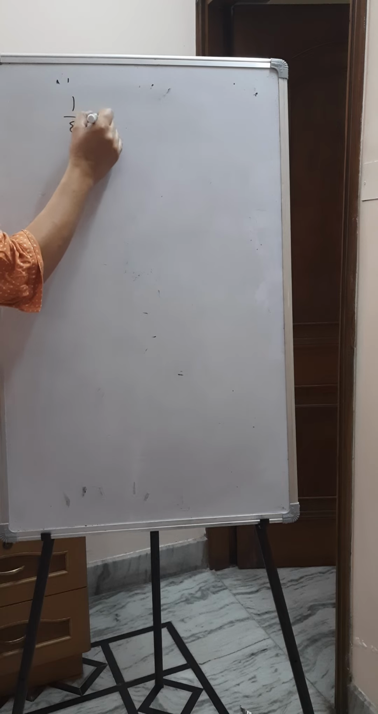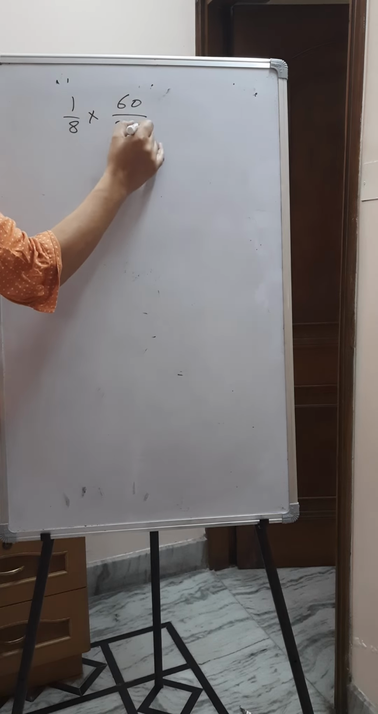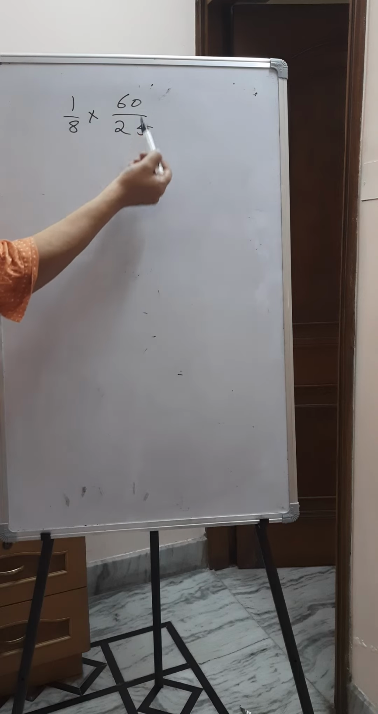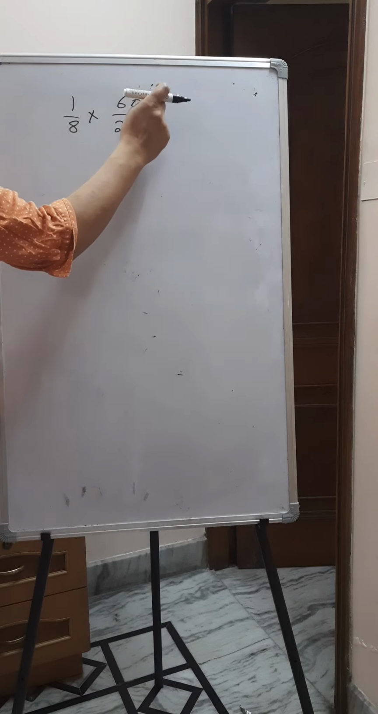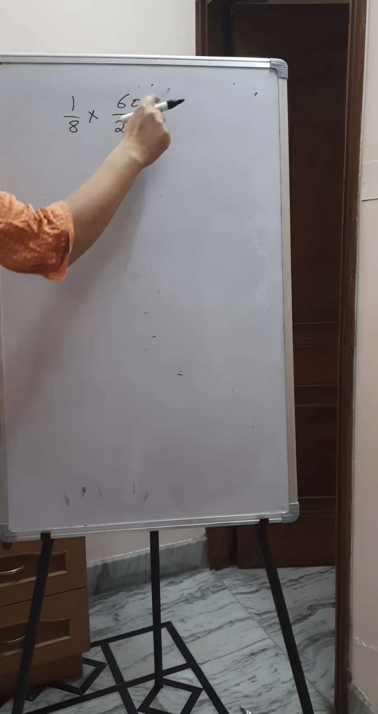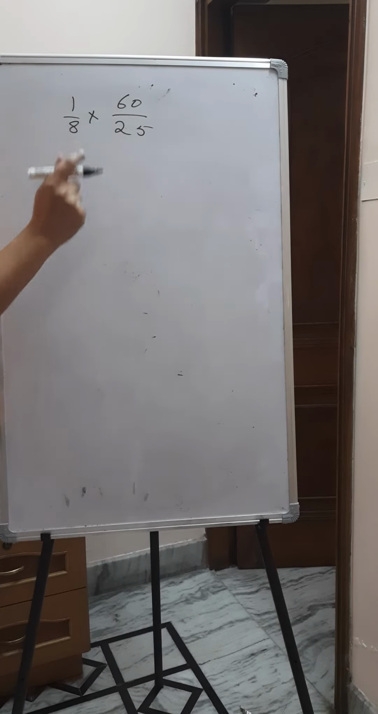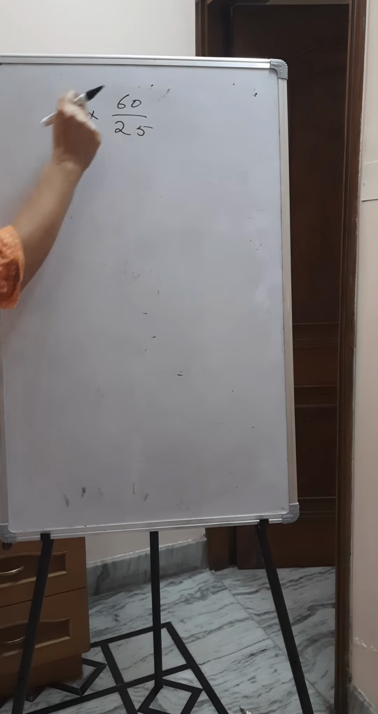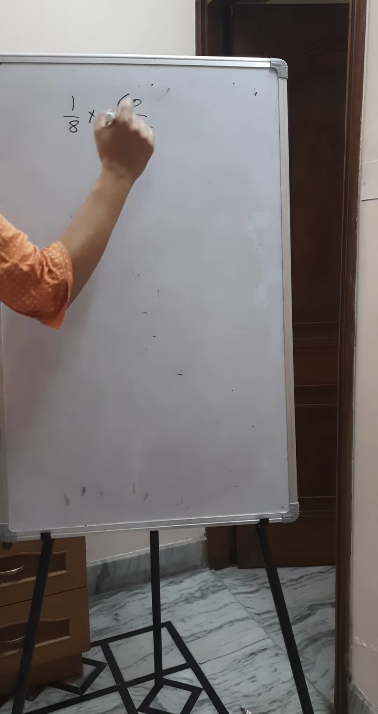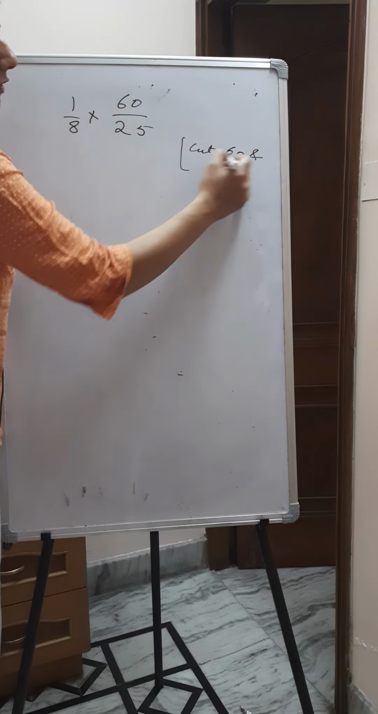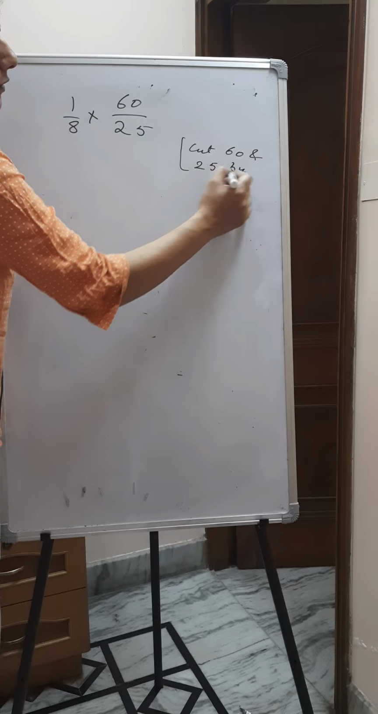The example question is 1 over 8 times 60 over 25. Now you know that 60 and 25 have a common factor of 5, so you can use that factor. There is also a common factor between 60 and 8, you can use that factor, but I am using it here. Cut 60 and 25 by the table of 5.